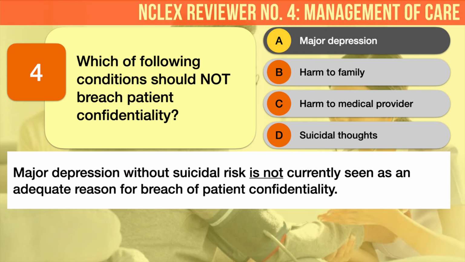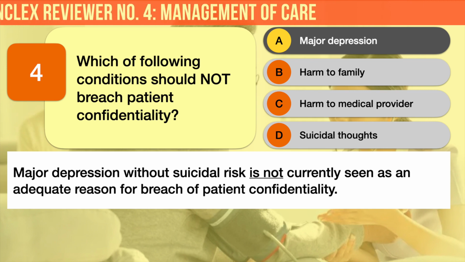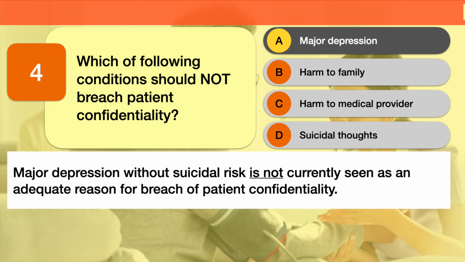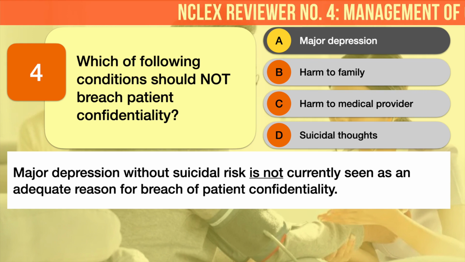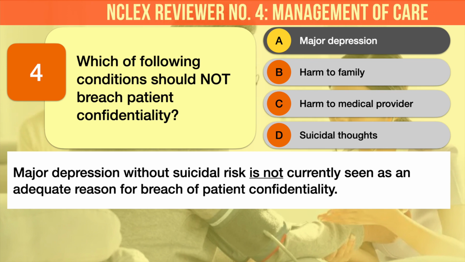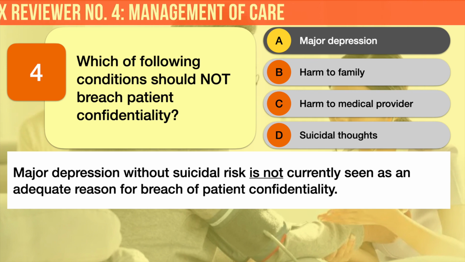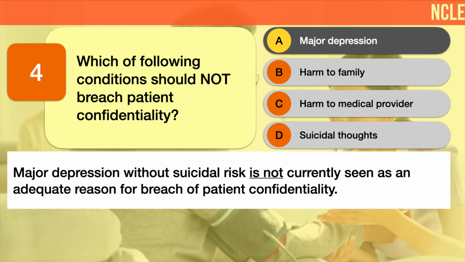Major depression. Confidentiality must be breached when there is potential risk to the patient or others, including oneself. Physicians and other healthcare professionals now have a legal duty to warn government authorities about suicidal thoughts despite potential harm to the therapeutic relationship. Major depression without suicidal risk is not currently seen as an adequate reason for breach of patient confidentiality. There was once a time when essentially nothing was thought to breach patient-doctor confidentiality, but today it is viewed as a partial and pliable, not absolute, barrier to government intervention.